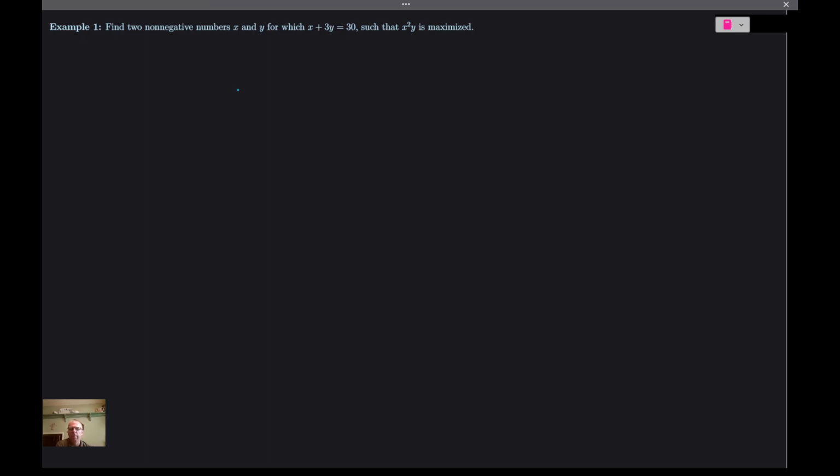So this first example, we have: find two non-negative numbers, x and y, so that x plus 3y equals 30 and x squared y is maximized. So this is the function that we're primarily interested in. Let's call this M, since we want to maximize it. M equals x squared y. And of course, we don't really know much about functions in two variables. So we also have this constraint, x plus 3y equals 30.